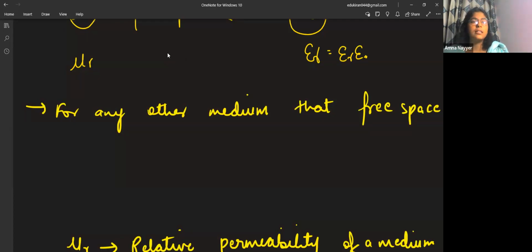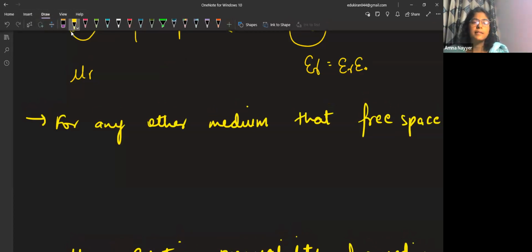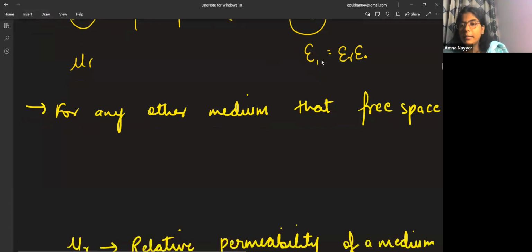Epsilon naught epsilon r. Epsilon for any medium will be epsilon r into epsilon naught. So in your formula, in your questions, you just substitute epsilon r. You multiply epsilon r. Here also you will multiply mu naught.